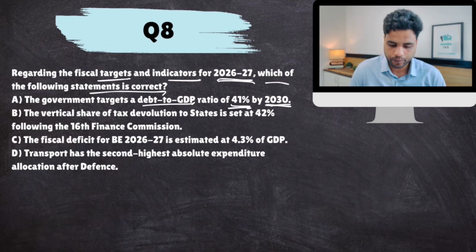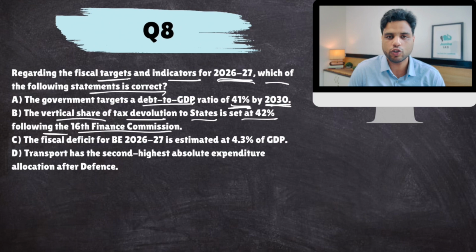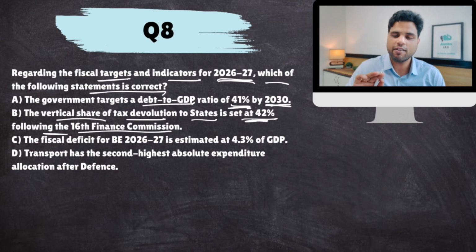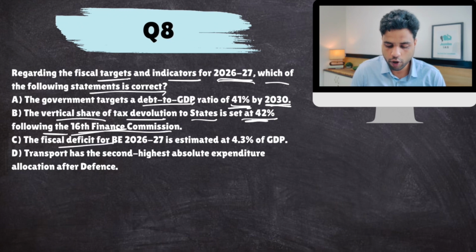41% by 2030. The vertical share of tax devolution to states is set at 42% following 16th Finance Commission. Okay, that 42% should be given to states. All the tax revenue collected by the central government, 42% of that would be given to states as per 16th Finance Commission. Fiscal deficit for budget estimate. You remember I told you budget estimate, BE, is for next year, is estimated at 4.3% of the GDP.